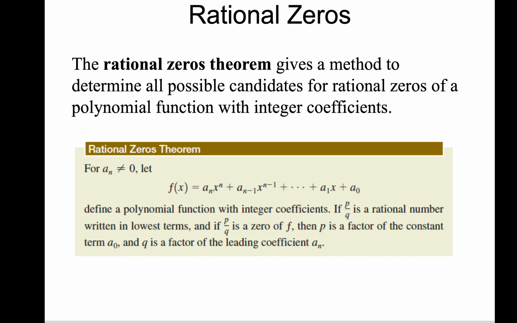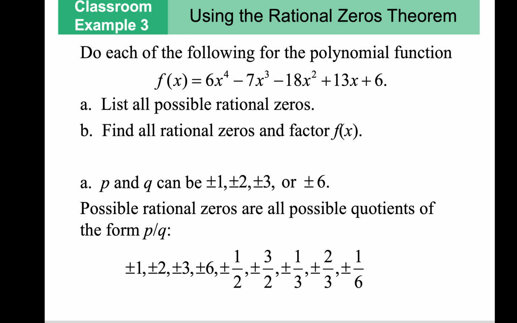If I want to use the rational zeros theorem, this gives me a method to find all possible candidates for a 0. All possible. The way I'm going to do that is I'm going to use this ratio of P and Q, where P is a factor of the constant term that has no x in it, and Q is a factor of that leading coefficient.